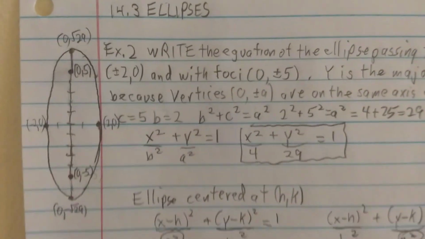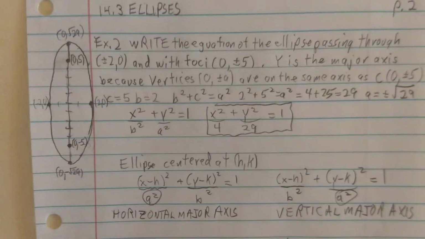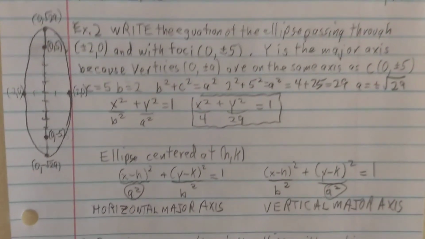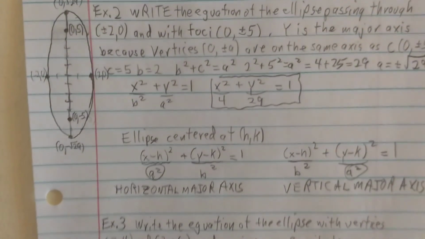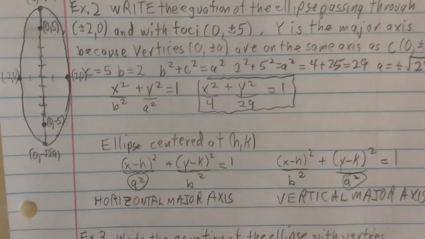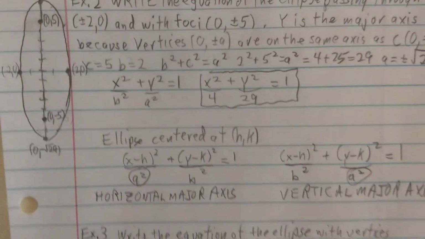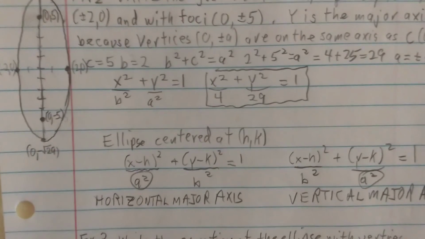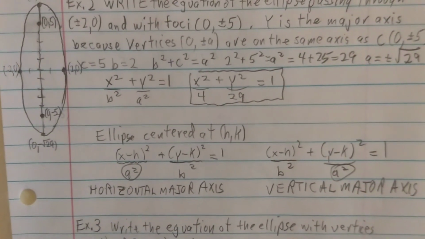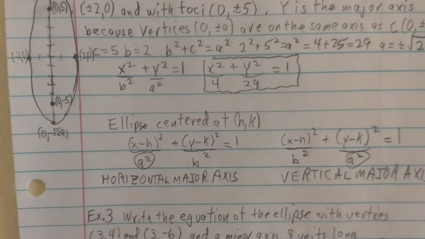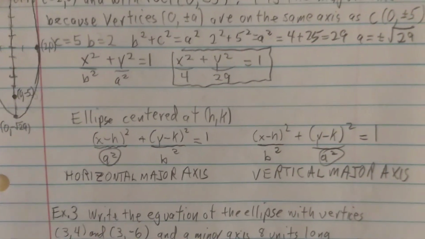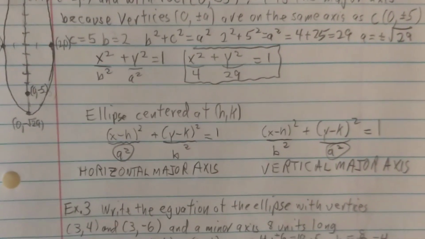Now we look at a vertical major axis. So example 2: write the equation of the ellipse passing through plus or minus 2, 0, and with foci 0, plus or minus 5. So the foci at 0, plus or minus 5 says it's going to be longest on the vertical axis, and also the vertices, the endpoints, will be on the vertical axis. So y is the major axis because vertices 0, plus or minus a are on the same axis as c, 0, plus or minus 5.